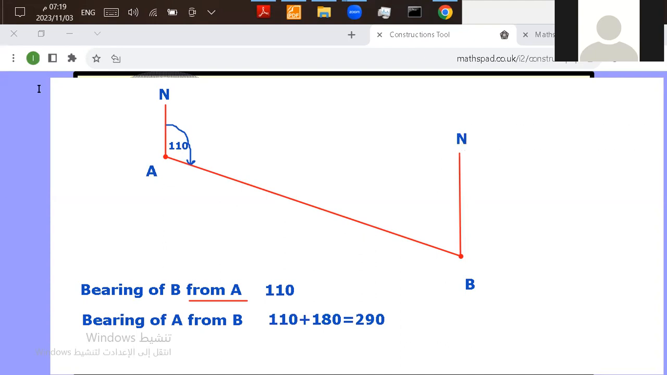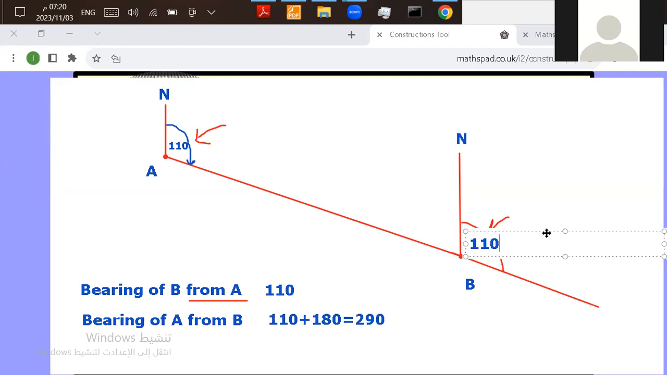And then if you extend this line, which is here, it means these two angles, the angle 110, this one, and this angle are the same. Why? Because they are corresponding. So this and this are the same. So both of them are 110.